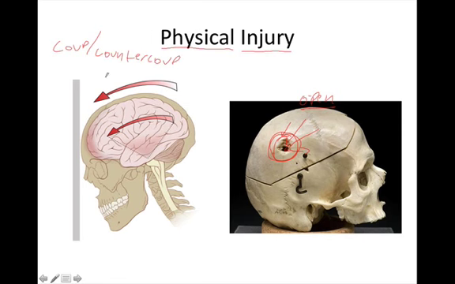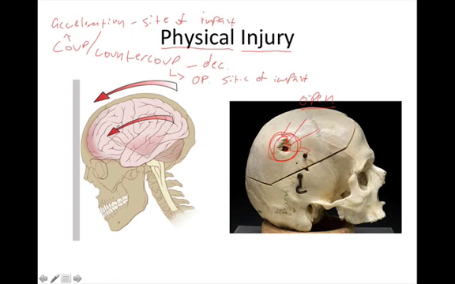Coup is basically what I like to think of as acceleration. Counter coup as deceleration. I'm going to abbreviate deceleration because I can never spell it right. And we can also say that a coup injury is going to take place at the site of impact. I'll explain this in a second. Counter coup is going to be opposite the site of impact.